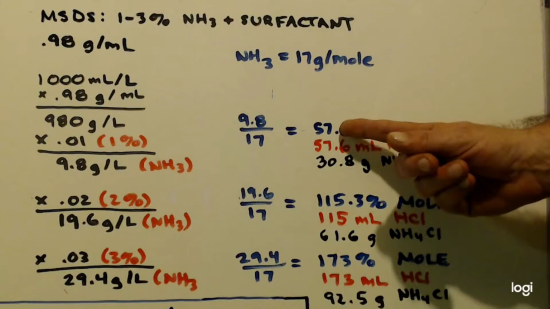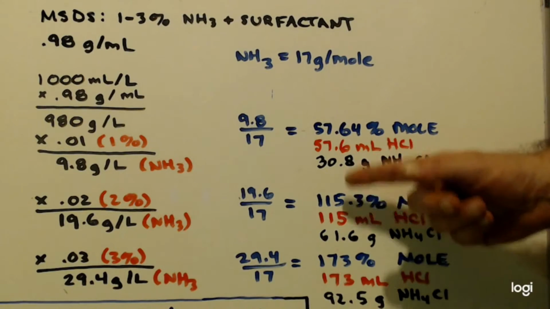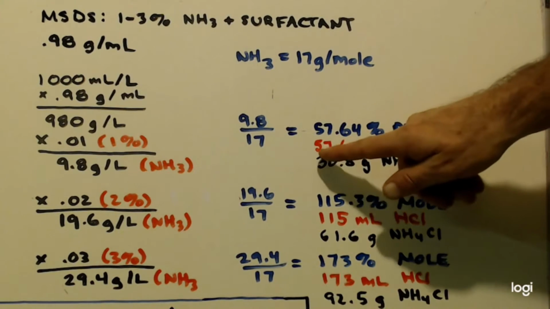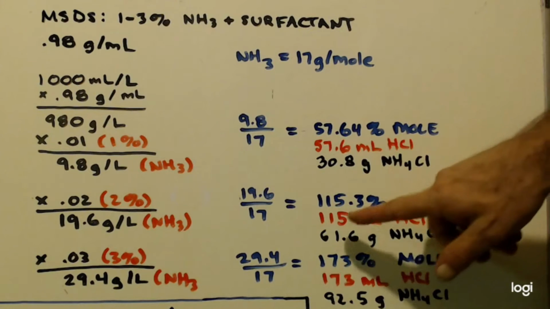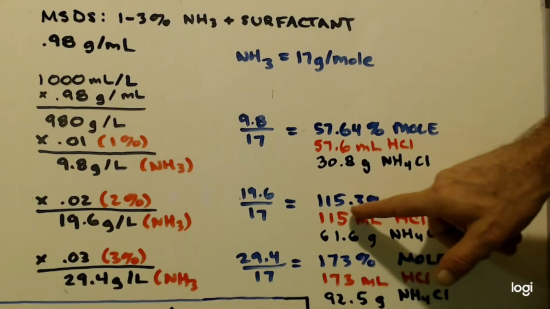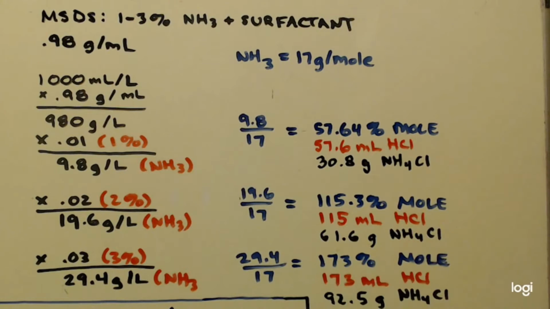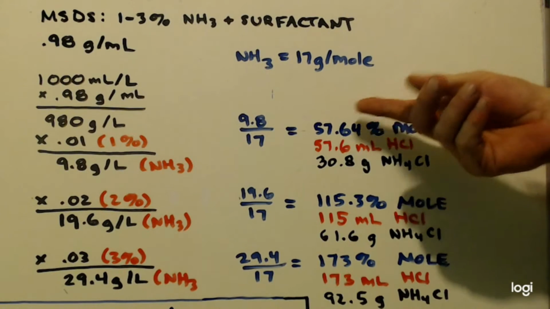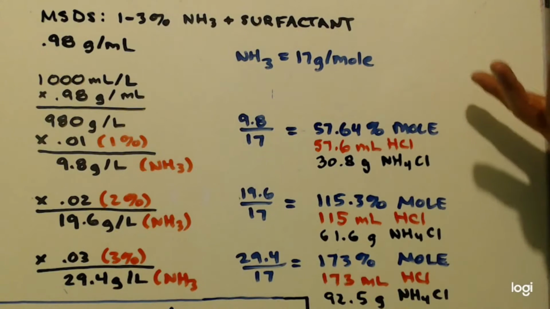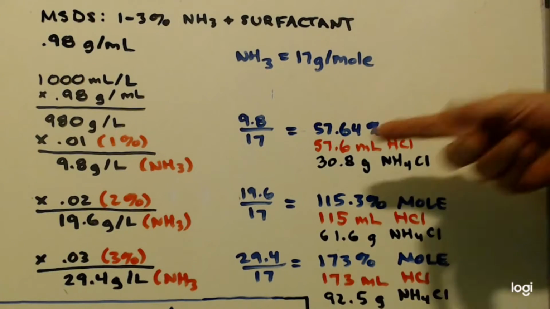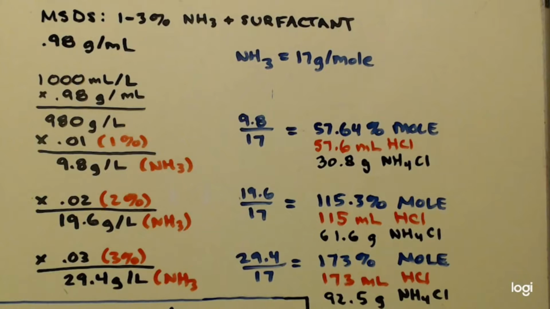What I want you to notice is this number corresponds to how much hydrochloric acid you need. Here you need 57.6, the same as the percentage. Here you need 115.3, the same as the percentage. And same here. Because 100 milliliters of concentrated hydrochloric acid that you get at the hardware store is about 1 mole per 100 milliliters. So 57% of 1 mole would be 57% of 100 milliliters, which would be 57 milliliters.